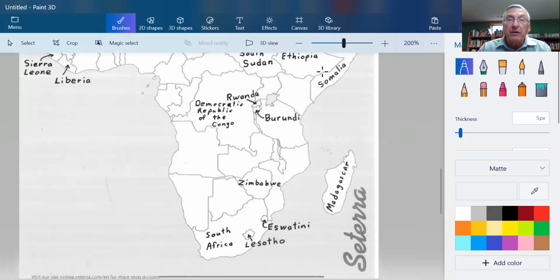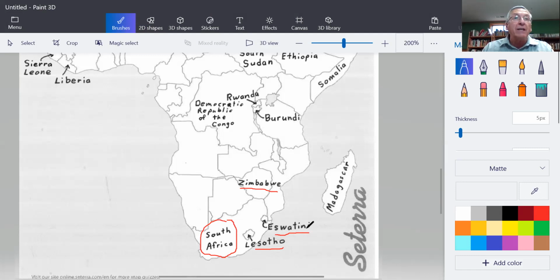Okay, so we looked at South Africa yesterday. South Africa, easy one to remember because the name tells you its location. We're going to compare South Africa with Zimbabwe. We'll talk just briefly about Lesotho and Eswatini. Eswatini just changed its name about 18 months ago.